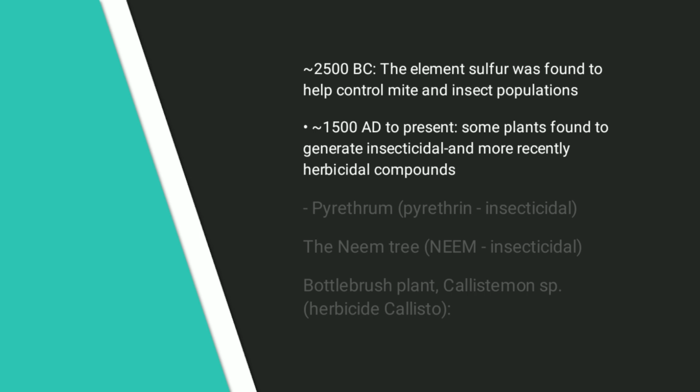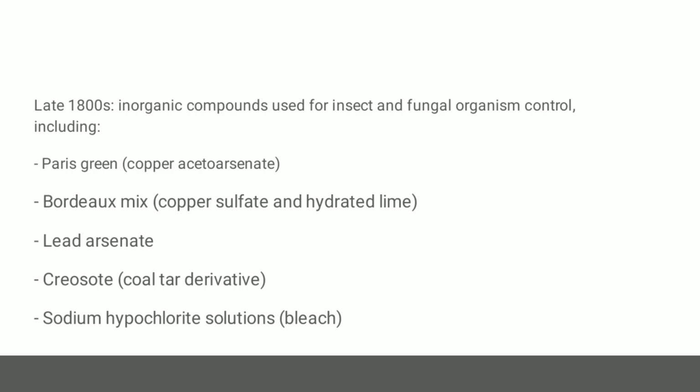In 2000 BC, the element sulfur was found to help control mite and insect populations. From 500 AD to present, some plants were found to generate insecticidal and, more recently, herbicidal compounds, like pyrethrin insecticide, the neem tree, that is neem insecticide, and the bottlebrush plant, Callistemon species, herbicidal callistemon. In the late 1880s, inorganic compounds were used for insect and fungal organism control, that is Paris green, copper acetoarsenite, Bordeaux mixture, that is copper sulfate and hydrated lime, lead arsenate, then creosote, that is a coal tar derivative, and sodium hypochlorite solution, that is bleach.